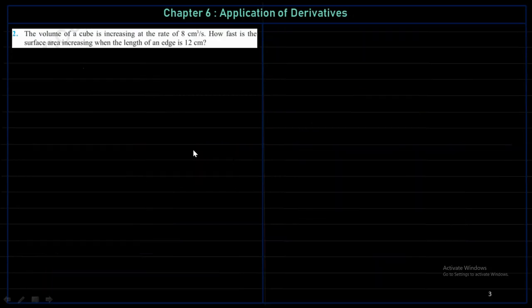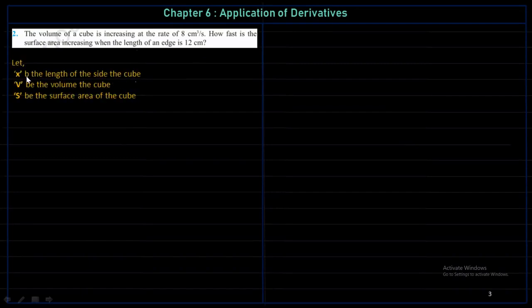Let me go to the second question. The volume of the cube is increasing at the rate of 8 centimeter cube per second. How fast is the surface area increasing when the length is 12 centimeters? So what is given? The volume of the cube is increasing at the rate of, meaning that dV over dt is what is given to you. And we have to find out how the surface area is increasing. dS by dt is what we have to find out, right?